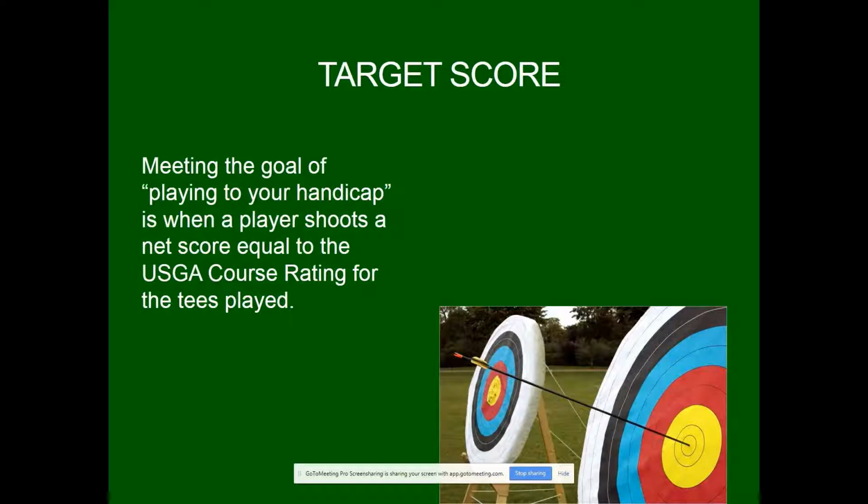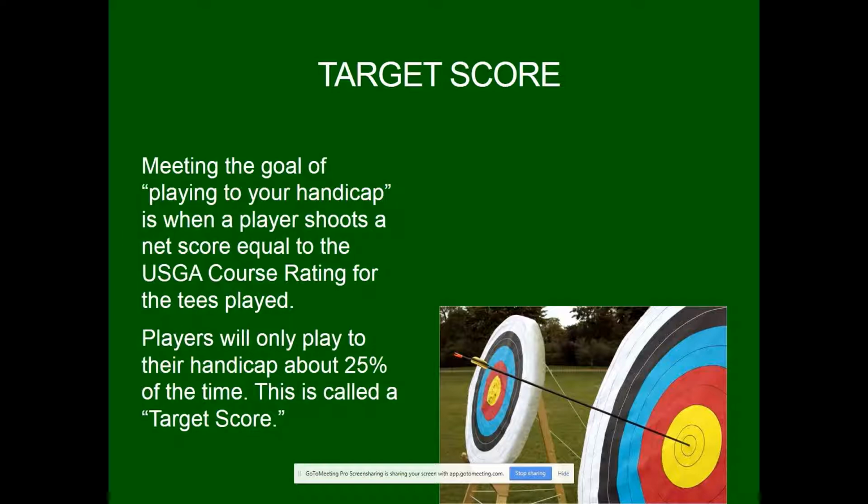Once again, target score is really the true definition of playing to your handicap. It has nothing to do with par. So you're looking for net course rating. And lastly, you should be shooting your handicap, your target score, 20 to 25% of the time, because it is a measure of potential and not your average. Can't harp on that enough.